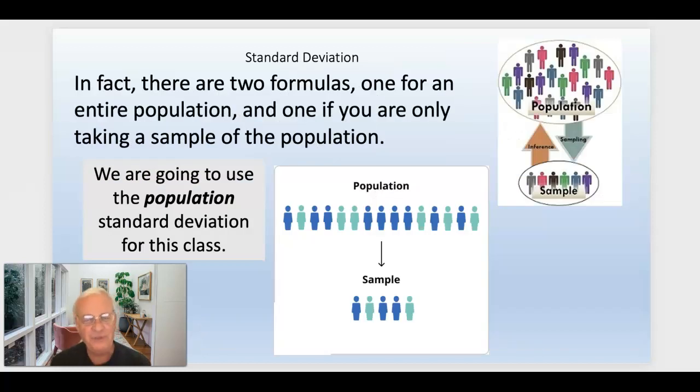Actually, there are 2 formulas for standard deviation. There's one for an entire population, and one if we're only taking a sample, a part of the population. But for this class, we're only going to use the total population. We're only going to use that particular standard deviation calculation for the entire set.